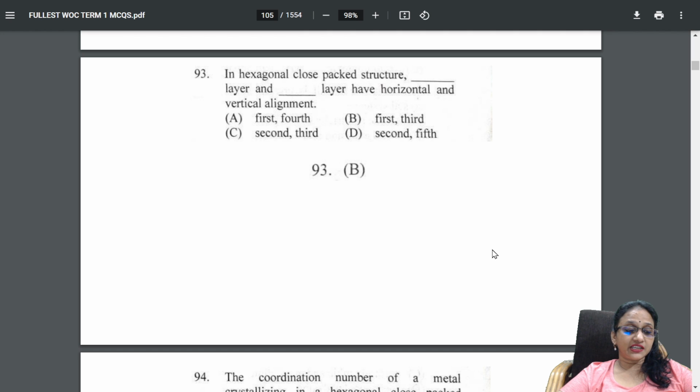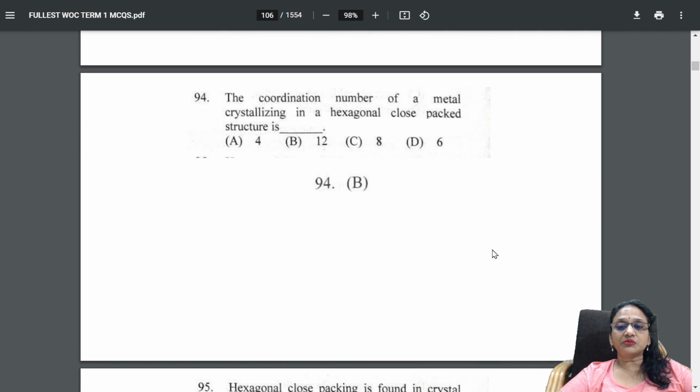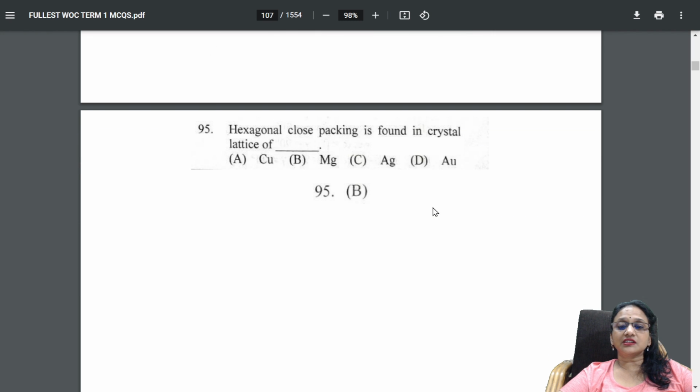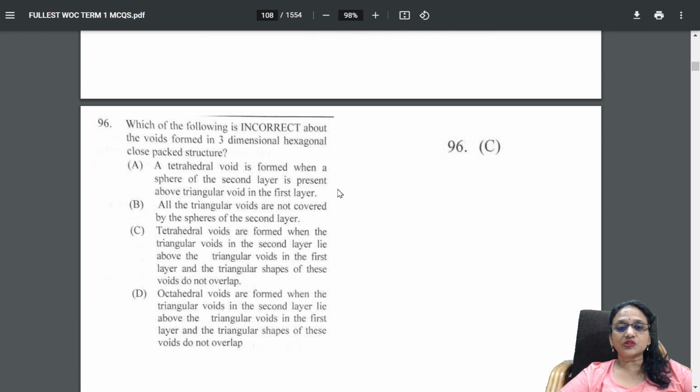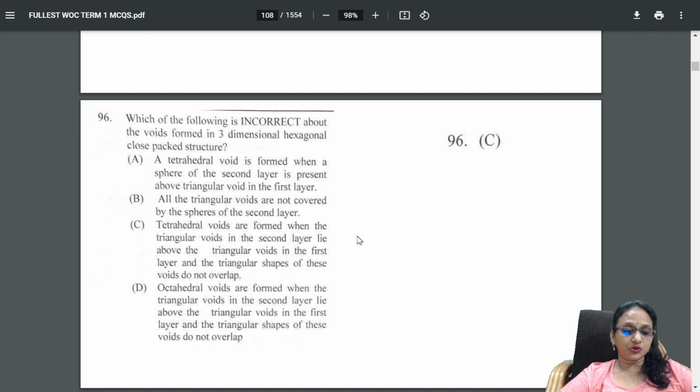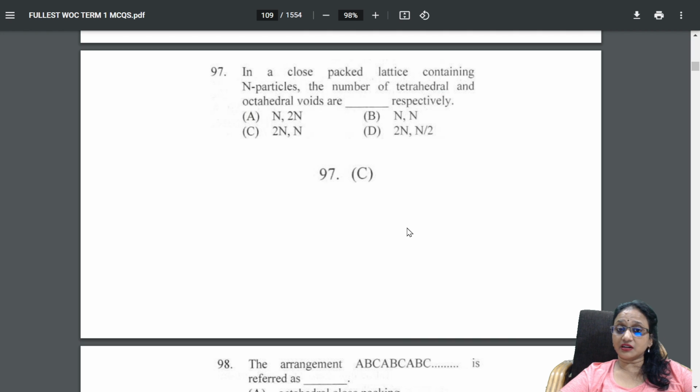Okay, this is about the HCP packing. How is the packing done? Then the coordination number of a metal crystallizing in hexagonal close packing is what? Okay, so HCP packing is 12 only, students. Right. Then hexagonal close packing is found in the crystal lattice of which? They're going to give you examples, and you need to relate them to that. You also have incorrect statement questions about the voids. Please check the question. And gradually about the octahedral void and tetrahedral void.